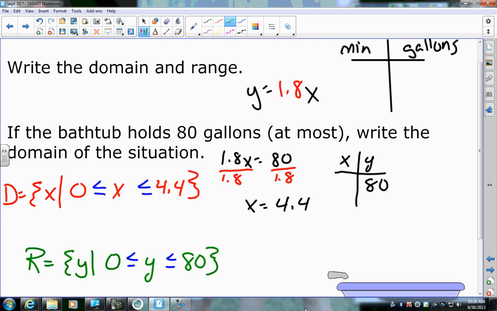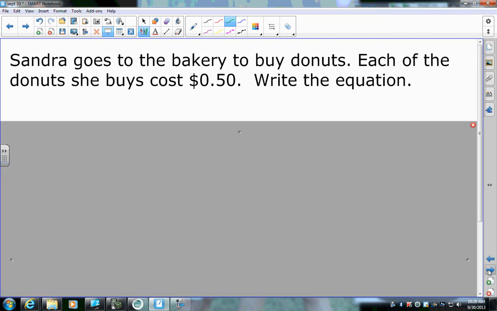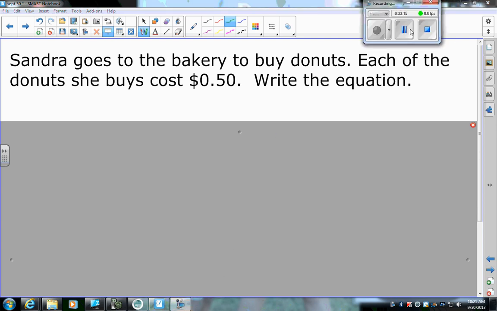Okay, let's look at the next one. It says Sandra goes to the bakery to buy donuts. Each donut she buys costs 50 cents. Write an equation to model the situation. Okay, so right now I want you to write your equation based on that information right there.